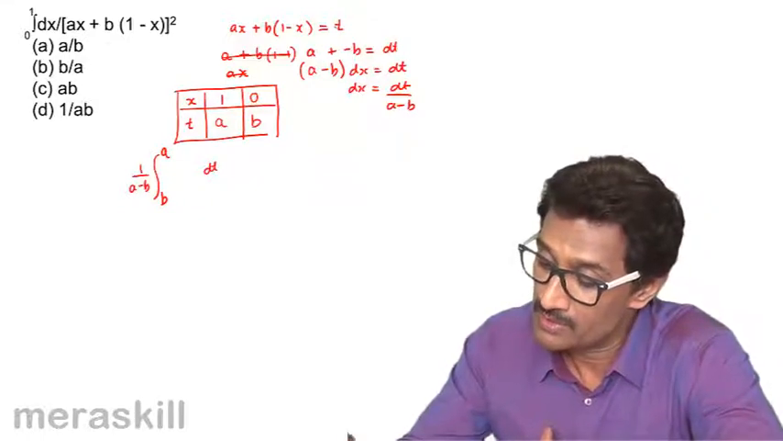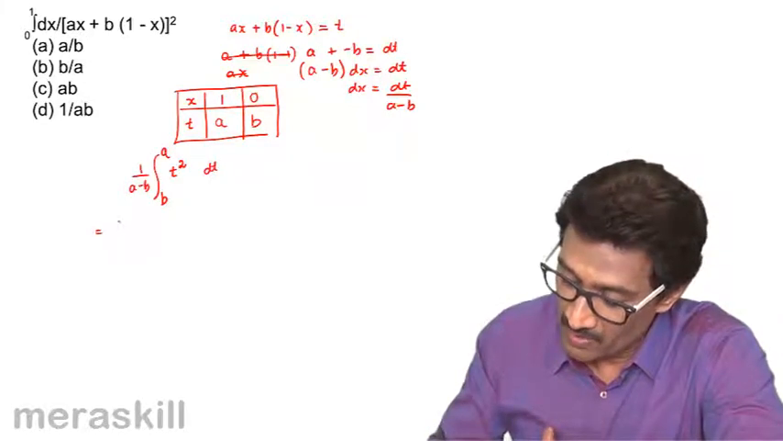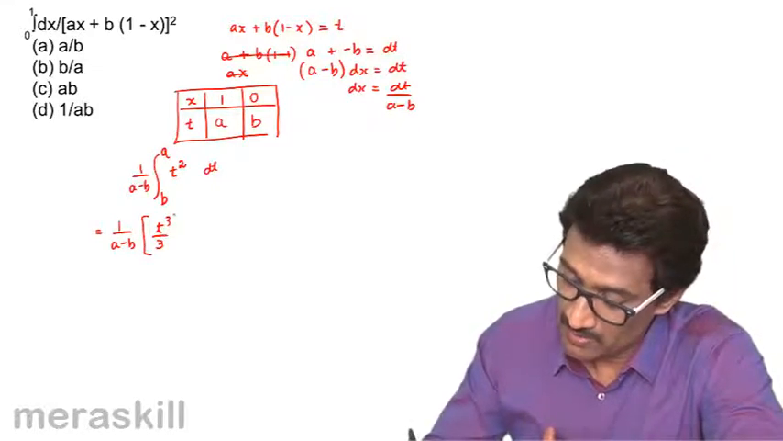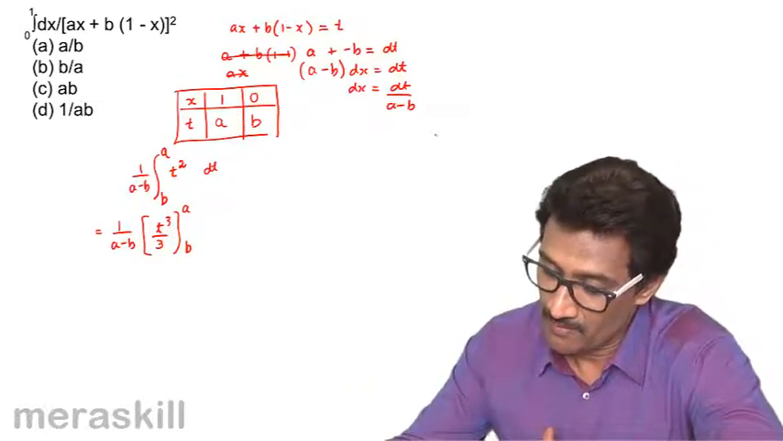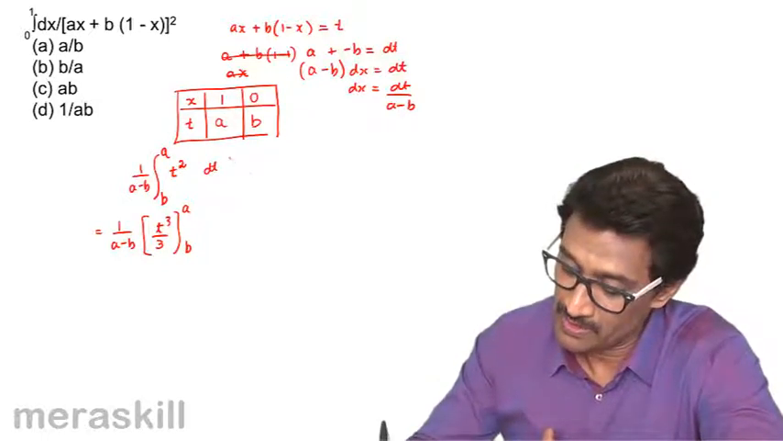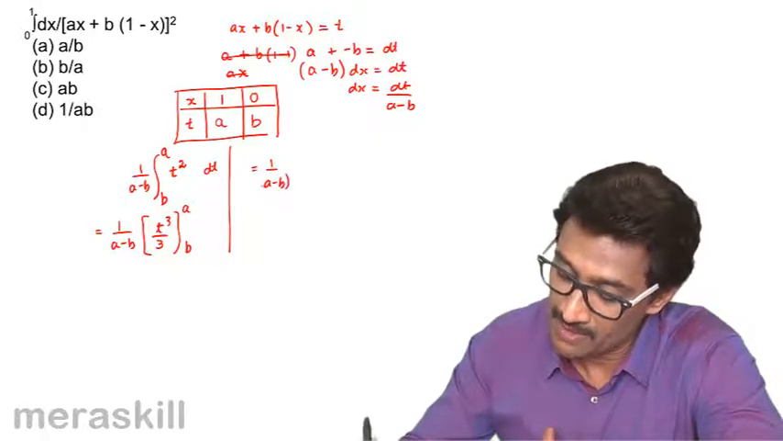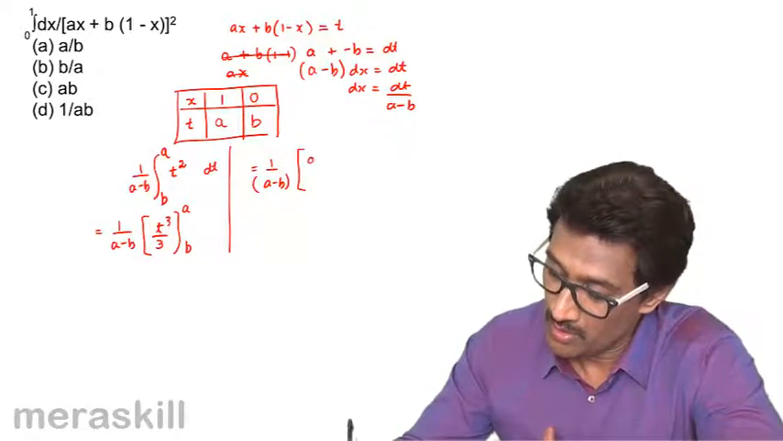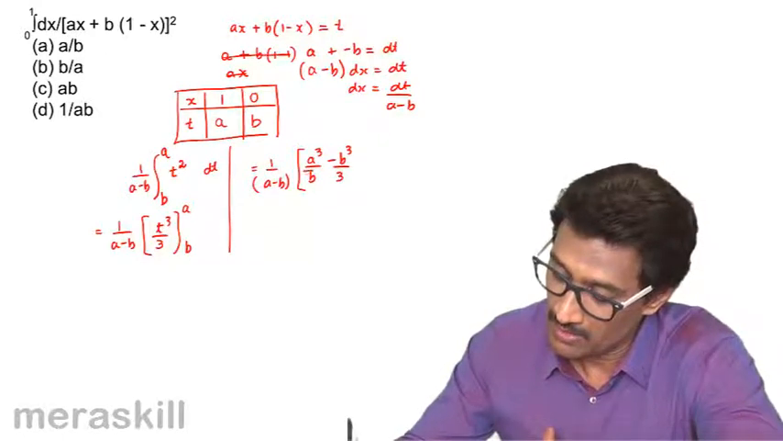And what is this? T. So it's going to be t square. So it's eventually 1 upon (a minus b) into t cube by 3 from a to b. So this is now going to be equal to 1 upon (a minus b) into a cube by 3 minus b cube by 3.